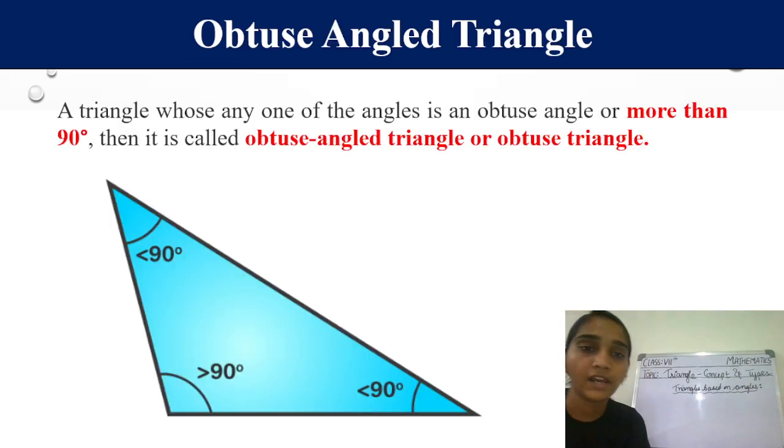Now students, the first type of triangle based on the angle is the obtuse angle triangle, which is a triangle in which any one angle is an obtuse angle. Obtuse angle means an angle more than 90 degrees, so it is called an obtuse angled triangle. Here you can see which angle is greater than 90 degrees. Yes, this one. So this is the obtuse angled triangle. Which type of triangle? Yes, obtuse angle triangle.